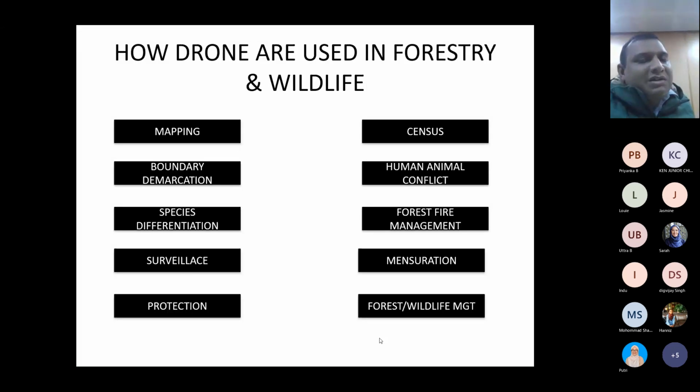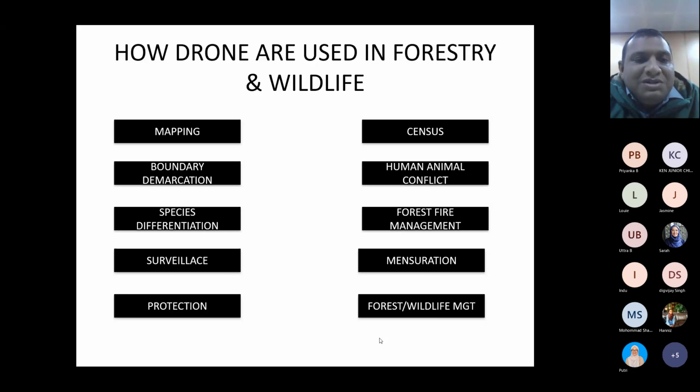So how are we using it? The primary thing is mapping, which is simply called resource assessment, what we do normally. The second thing is boundary demarcation. This is very important because there is always a tussle between private, government, and forest land. Whose boundary is where? Most of the time it goes to court, where it has to be decided, and some kind of digitization needs to be done. In that place the drones will play an important role, so that the work can be done much faster.